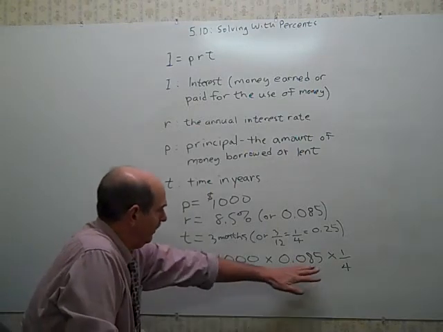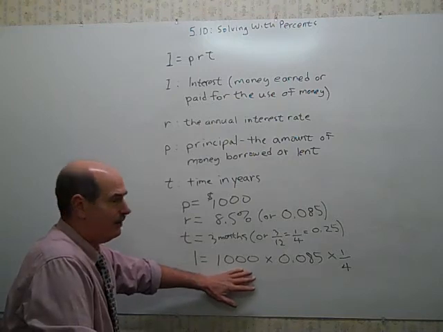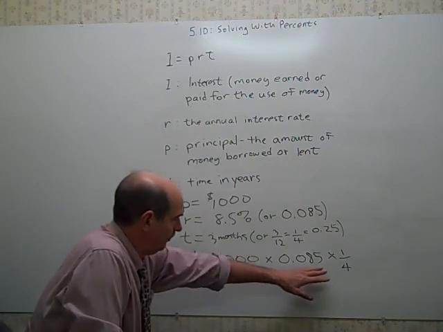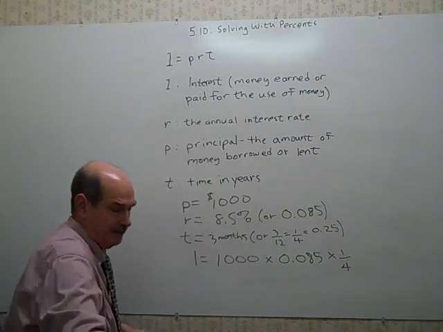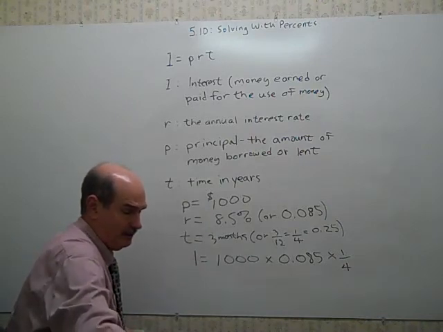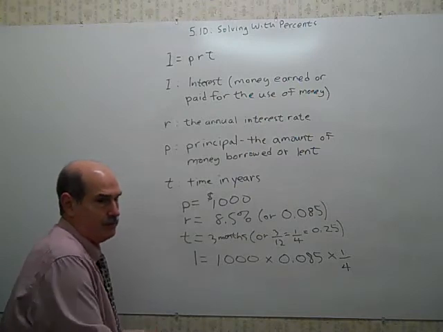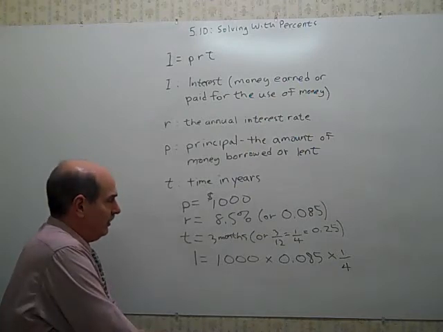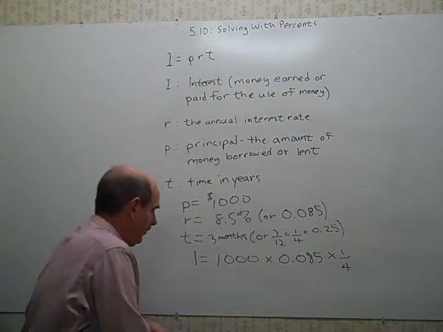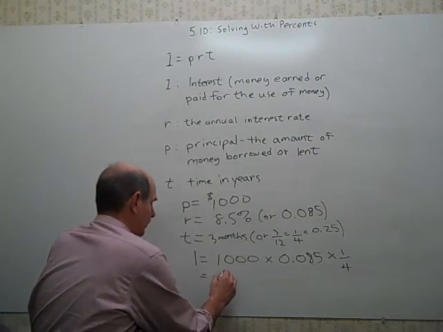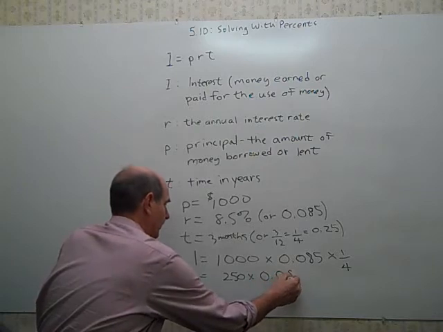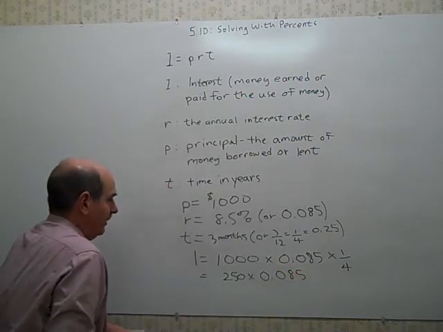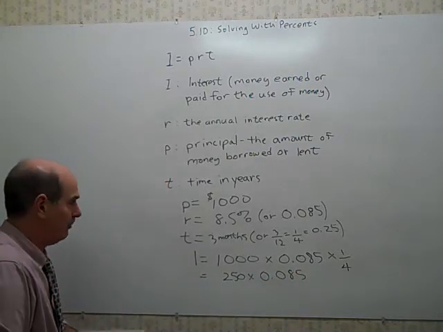Because this is all multiplication, we could rearrange it and group it however we wanted to. It's very convenient to group 1,000 and 1/4 together, because you can pretty quickly calculate what 1/4 of 1,000 is. Probably you can do that in your head. 1/4 of 100 is 25. 1/4 of 1,000 would be 10 times that, or 250. So it's going to be 250 times 0.085.